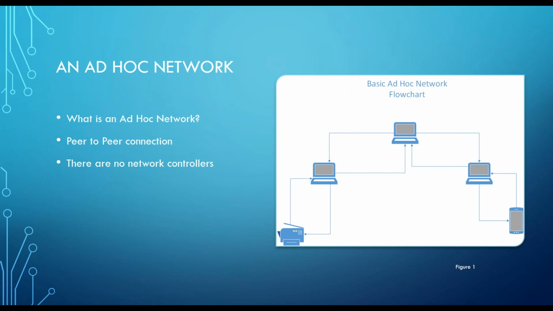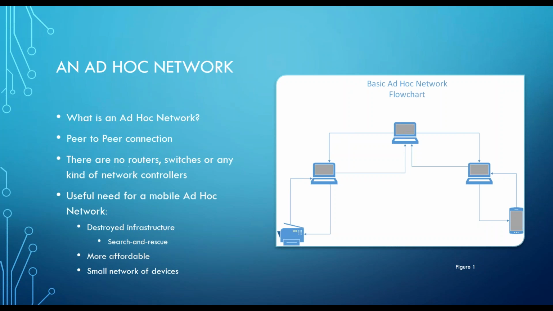Nodes in these kinds of networks function as routers to other nodes in the network. A useful example of mobile ad hoc networks would be in situations where the infrastructure for a large wireless network is down, or for a small, inexpensive home network. In the case of a large network infrastructure being down, ad hoc networks are commonly used in search and rescue operations.